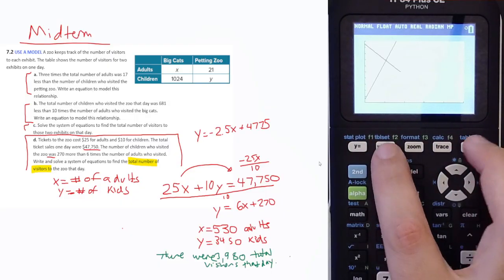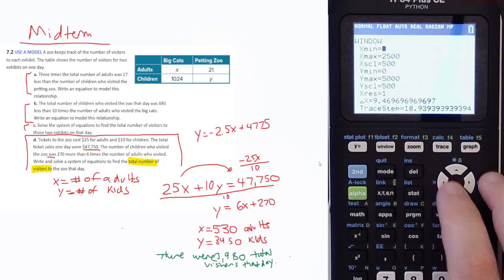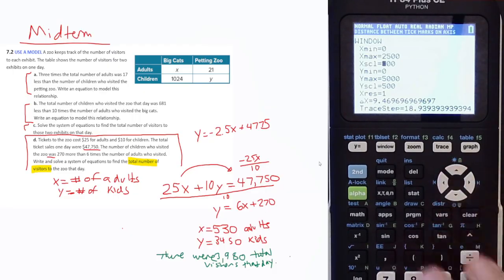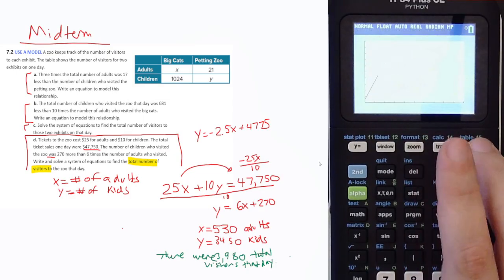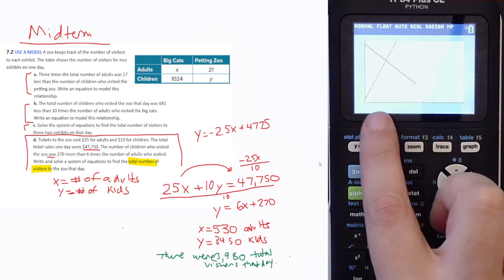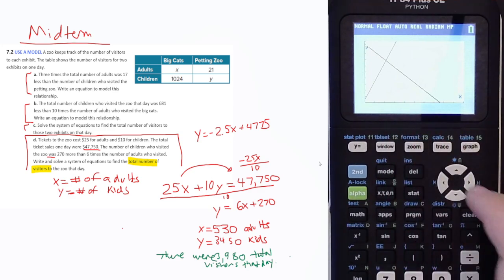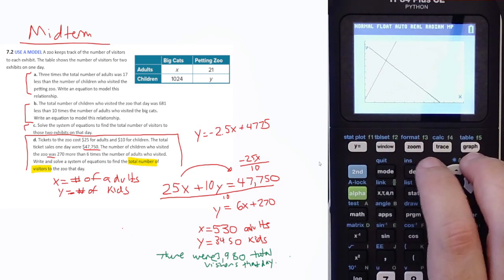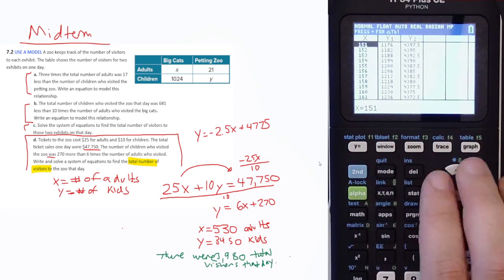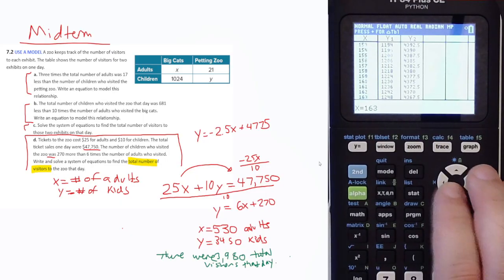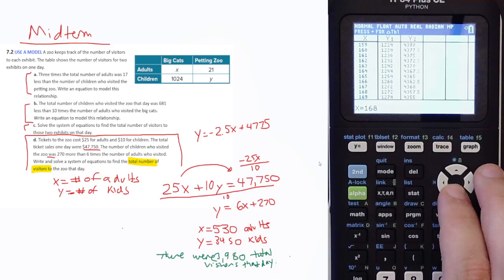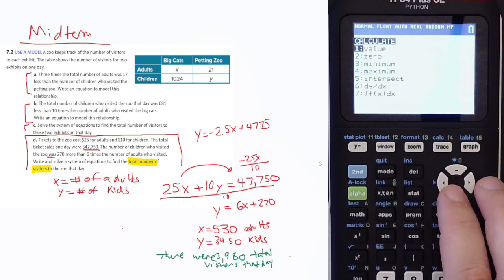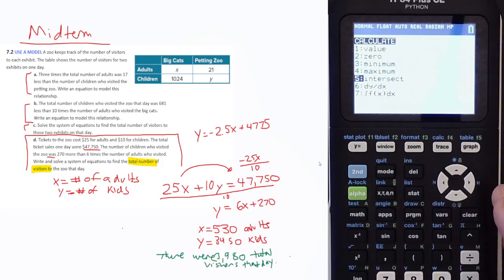And then you want to set a good window where you can see everything. I like having 10 tick marks. So you can just divide your max by 10. So I could do 250 even. Then you see it's counting by a satisfying number. And then using a table wasn't going to be good because it was when x is 500, right? And that'd take a long time to get there. So we go to calc and you can find when they intersect.